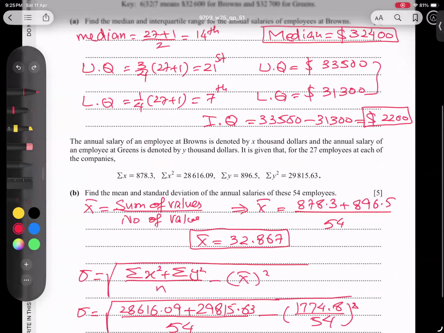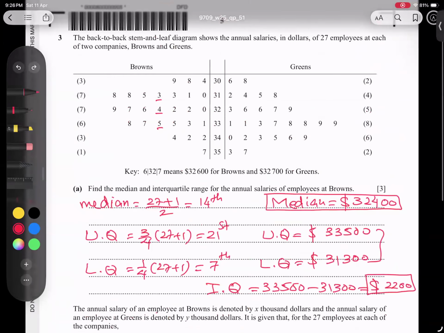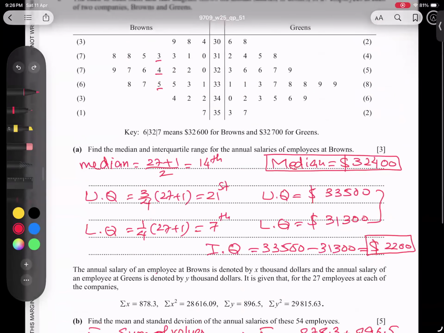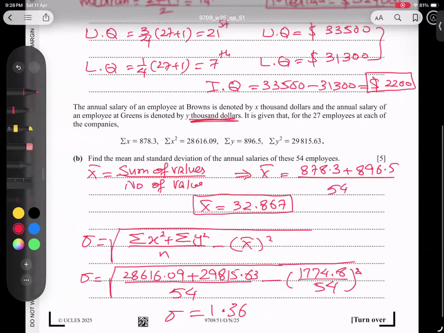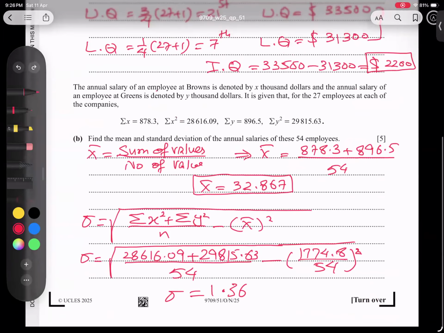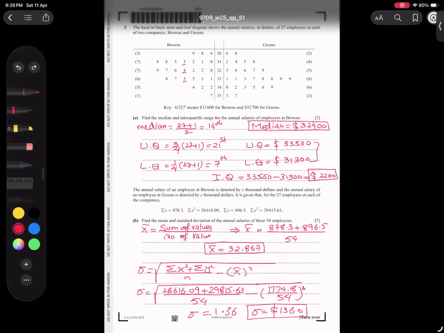So we have to multiply. Just let me check once again. Yes, here he mentioned $1,000. So $1,000 means multiply by 1,000, and we get 1360 because one jump, two jump, and three. So we got this one: $1,360. And keep your eye here, $1,000. I hope the concept of the question is completely clear.